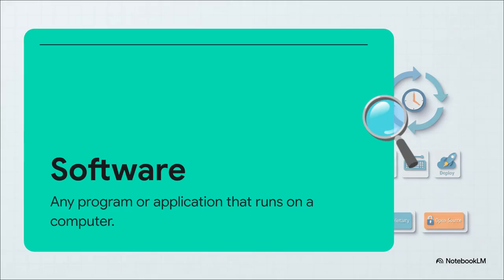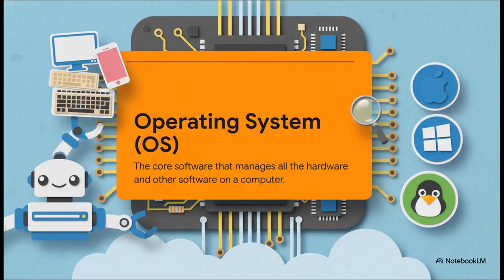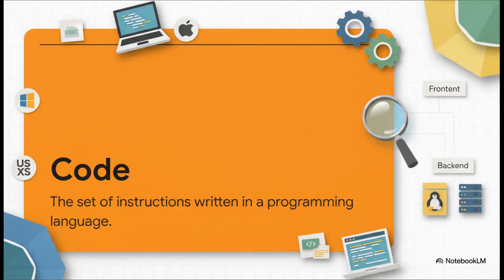So, first up is software. It's basically the brain of the operation, telling the hardware what to do. Then there's the operating system, or OS. It's the manager, like Windows, making sure everything plays nice together. And this is code. It's the actual language developers write to give all those instructions.